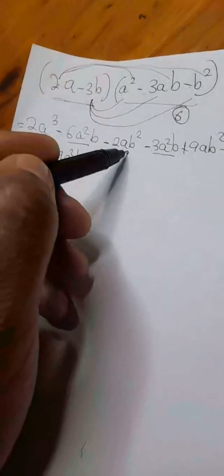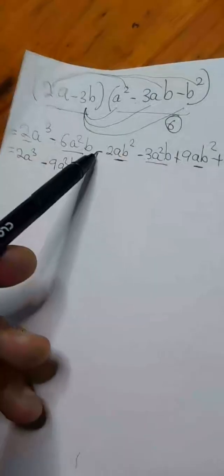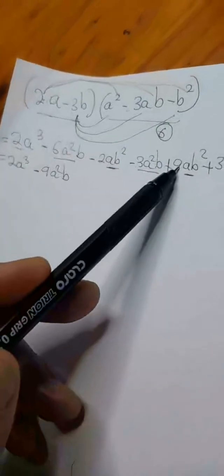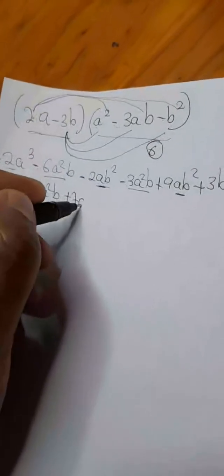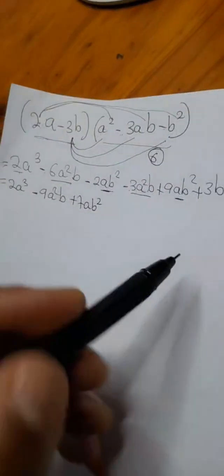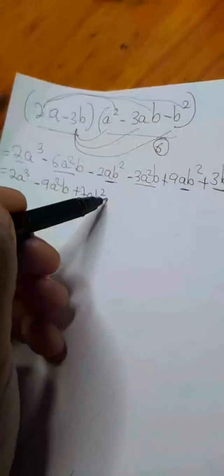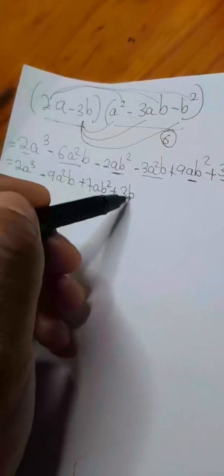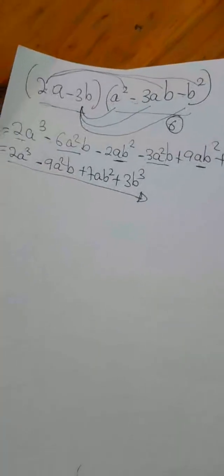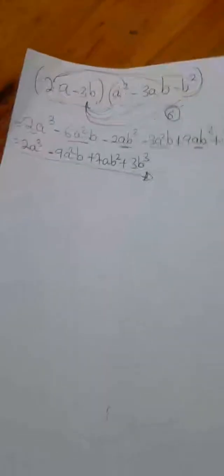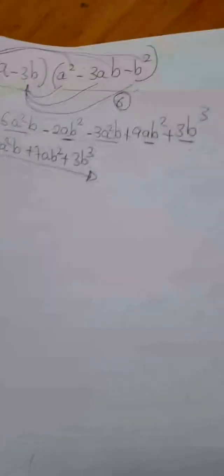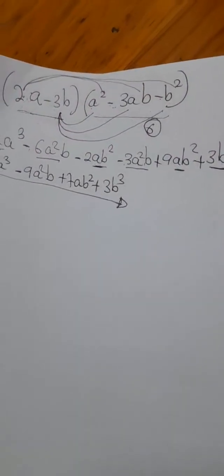Here we have ab squared. Here we have ab squared. So it's minus 2 plus 9. That will give us plus 7ab squared. Then this one is left alone. We just bring it like this. 3b cubed. We are done. That's how we solve a binomial multiplying a trinomial.